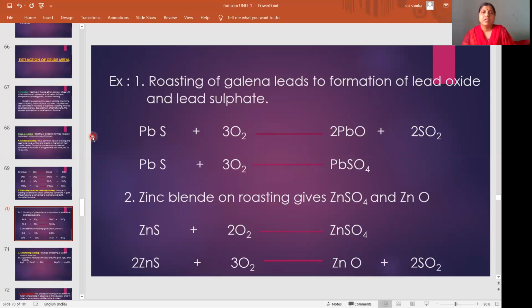So you see here, PbS, PbO plus SO2. It is converting oxide ore, sulfur will be removed in the form of sulfur dioxide. It is converting lead sulfide into lead sulfate. Similarly, ZnS plus O2 gives ZnO plus SO2. Like this, sulfate ore and oxide ore are formed in sulfating roasting.